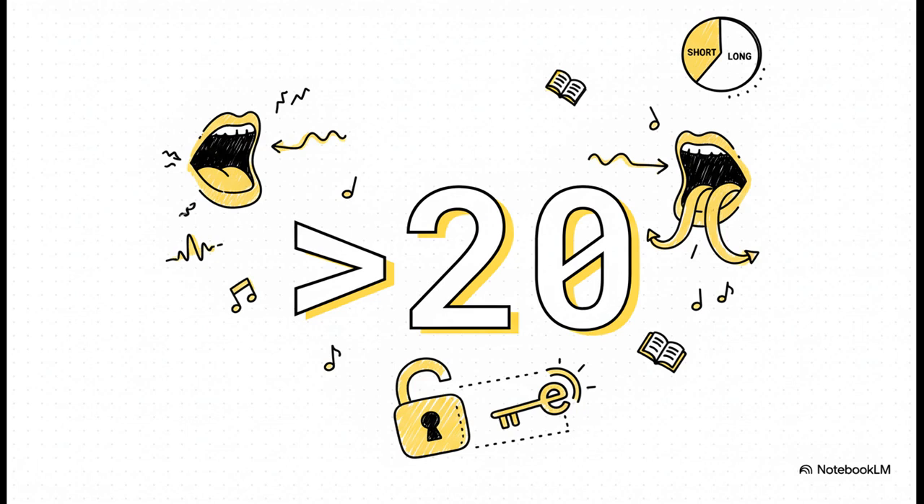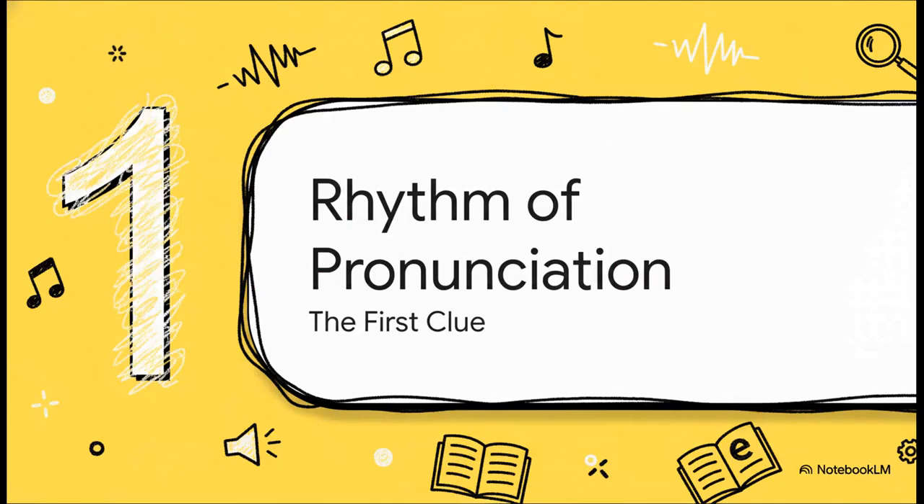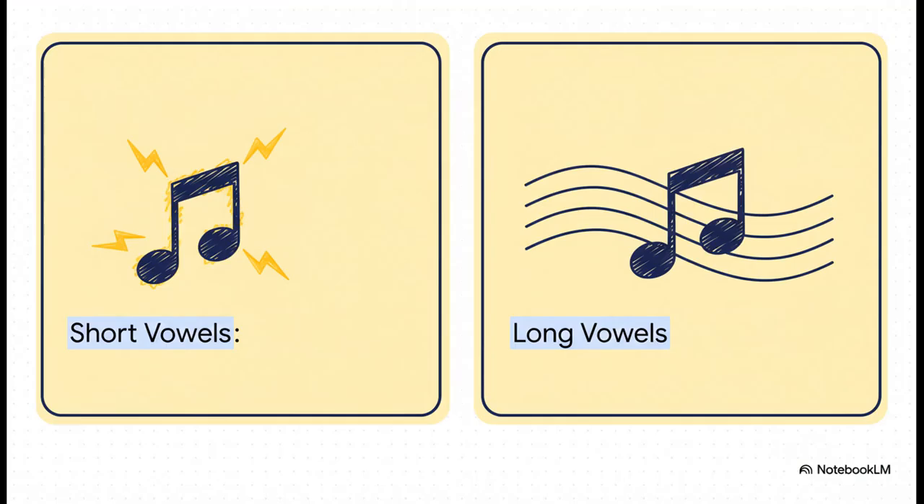Well, the answer isn't just in the letters themselves, it's in the rhythm of how we actually say them. And that right there, that's our first big clue. The difference between all these vowel sounds, it's not just about where you put your tongue. It's actually about timing. It's about rhythm. It's almost like there's a kind of music built into the language that helps us tell everything apart. So let's break that down.